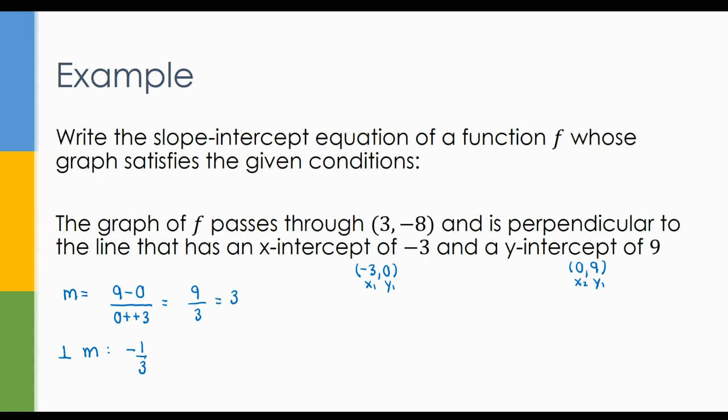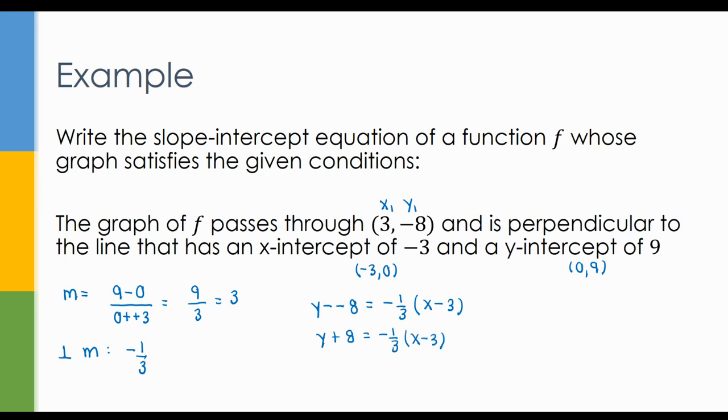Now that I have that, I'm going to use the information of the point that I have. I'm going to ignore that x1, y1 there, because now I'm going to use the point-slope formula. So we have y minus -8 equals -1/3 times the quantity x minus 3. So I really have y plus 8 equals -1/3 times (x minus 3).